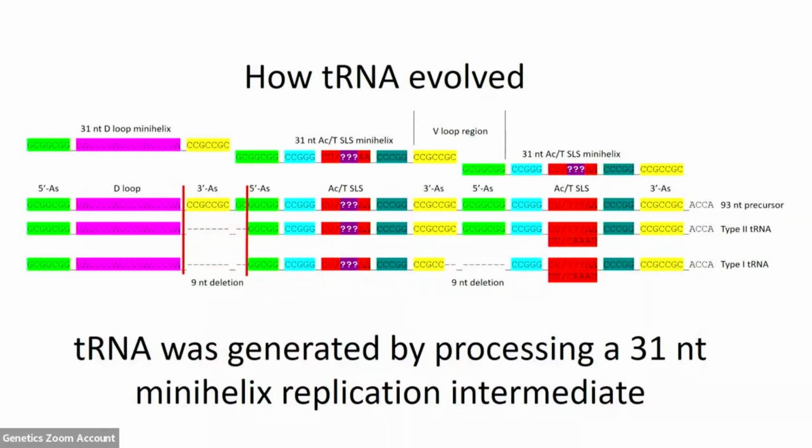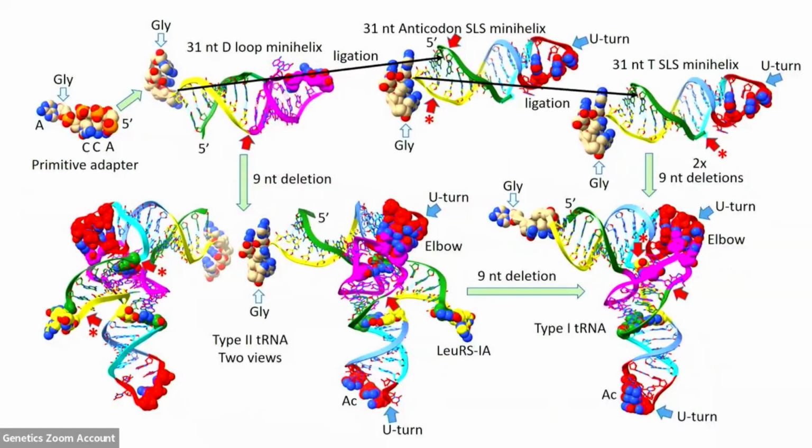This sequence here becomes the T loop, and it interacts with the D loop, so it's strongly selected after you form tRNA. So if you want, you can look at generation of type 2 and type 1 tRNA as a replication error for mini helix world. So this gives you an idea of what these molecules did in pre-life.